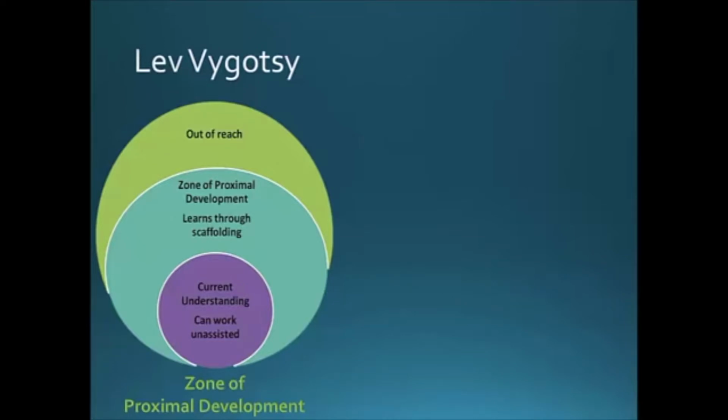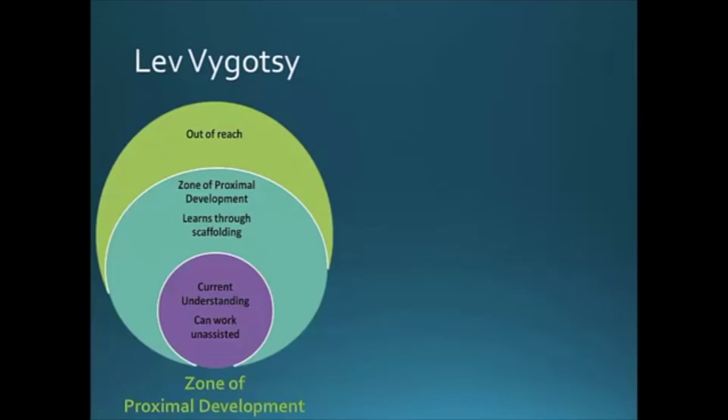The zone of proximal development states that a child will first be unable to complete a goal, and it will be out of his reach. After he has assistance from a teacher or mentor providing scaffolding, he will then be able to complete the goal with help. Furthermore, after this assistance, he will then be able to actually complete the goal independently and working unassisted.